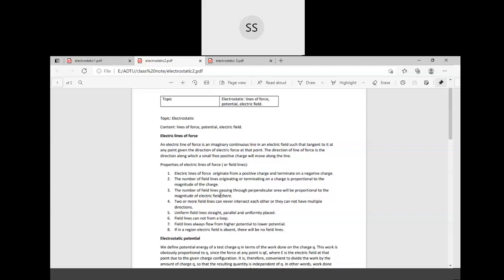The number of field lines passing through a particular area will be proportional to the magnitude of the electric field there. So if the number of field lines in any particular area is higher, that means the electric field in that area is high. If the number of field lines is less, then the electric field is low.